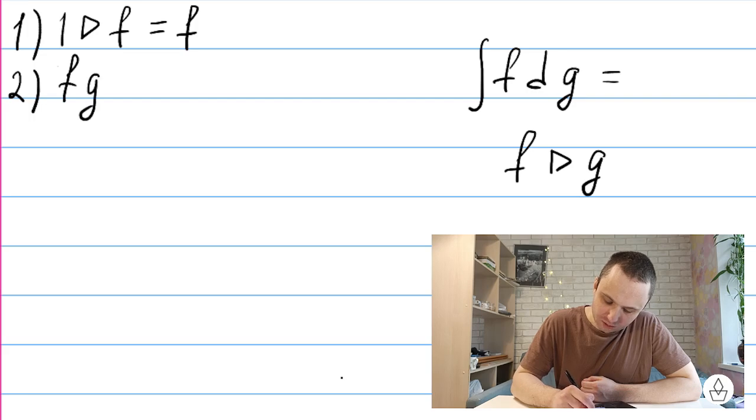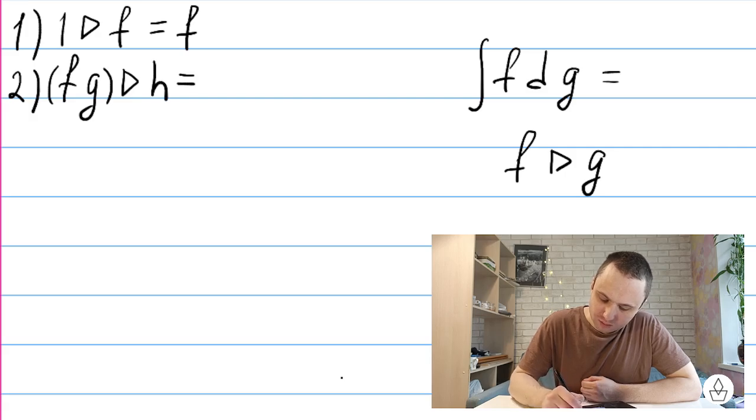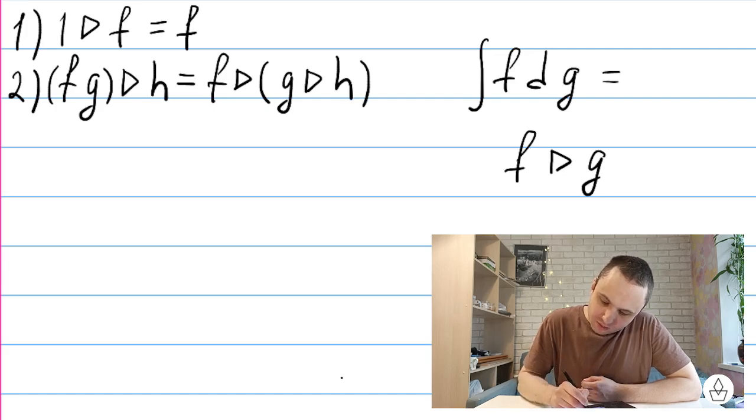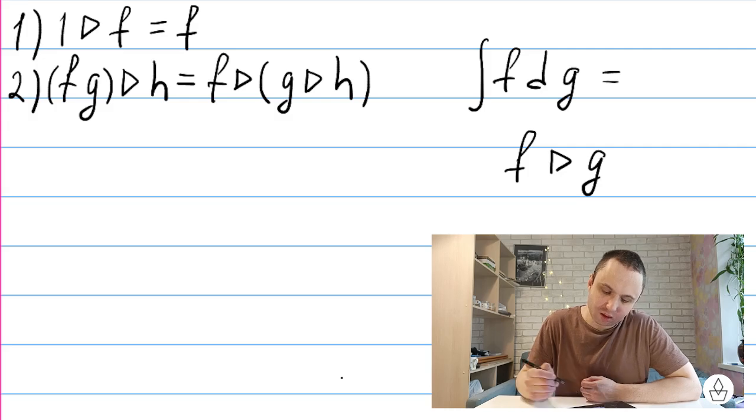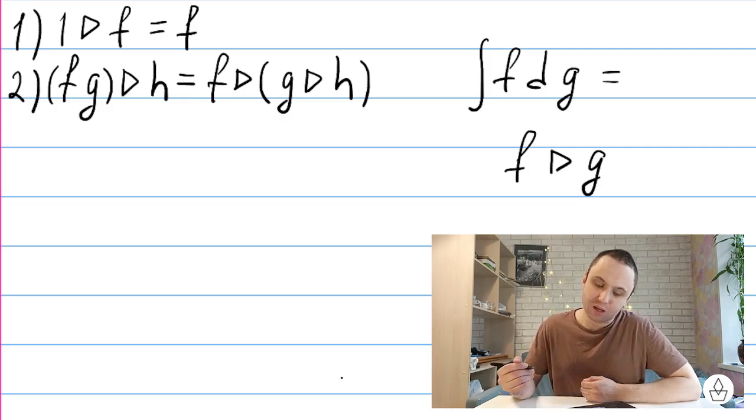Second, associativity axiom. f g integral h is equal to f integral g integral h. In a sense, we move g through the integral to the right or to the left, depending on which side you read from.